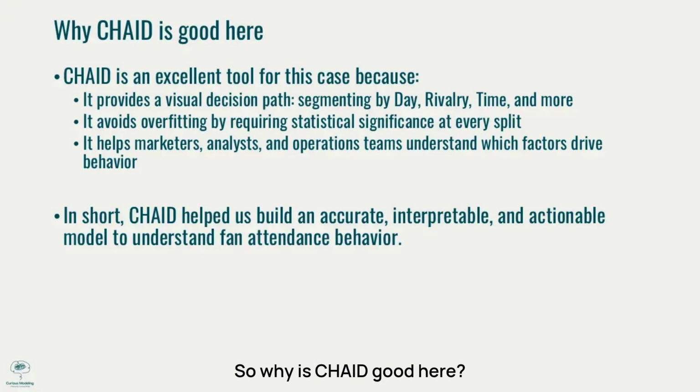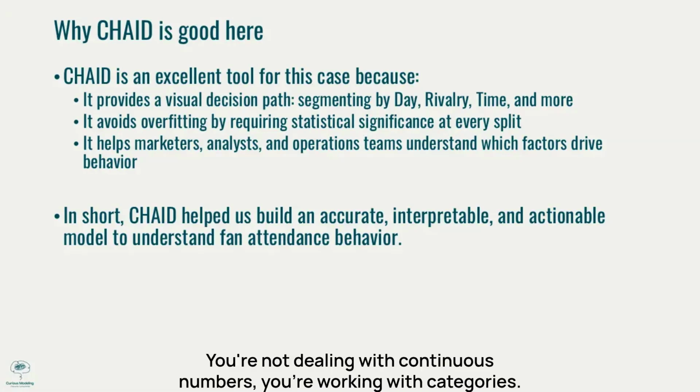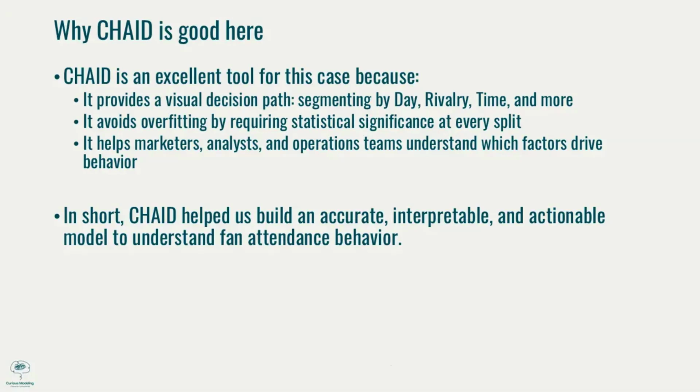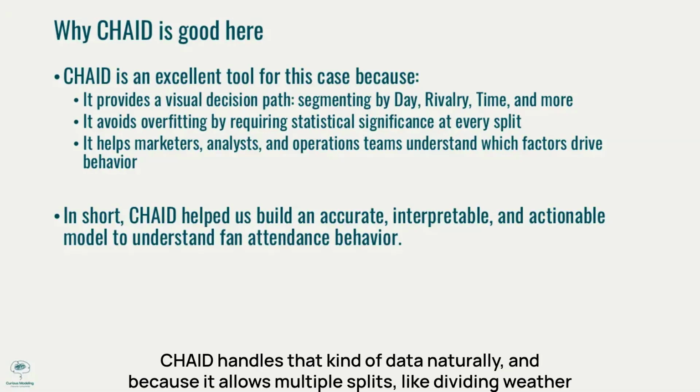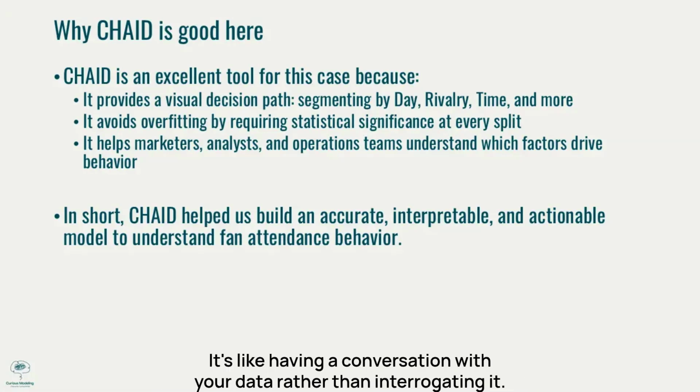So why is CHAID good here? Imagine you're planning your stadium promotion strategy. You're not dealing with continuous numbers. You're working with categories, so team names, the weather type, the game day, and so on. CHAID handles that kind of data naturally. And because it allows multiple splits, like dividing weather into sunny, rainy, cloudy, it reads more like human decision-making, not a computer guessing game. It's like having a conversation with your data rather than interrogating it.